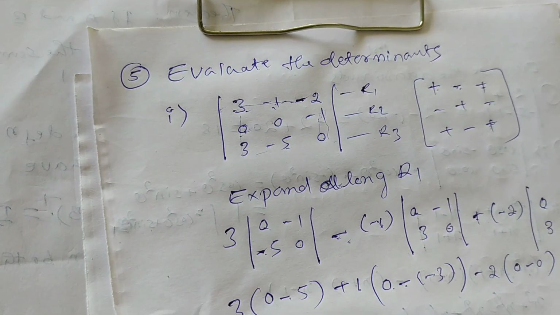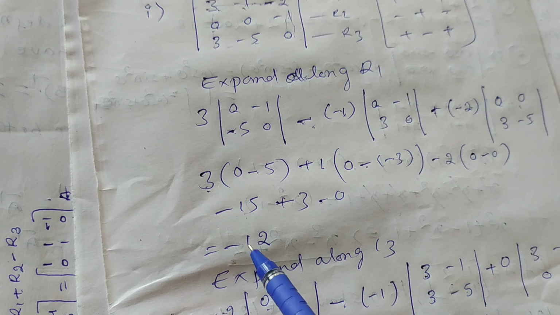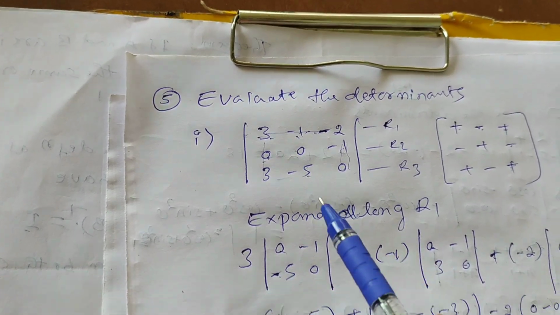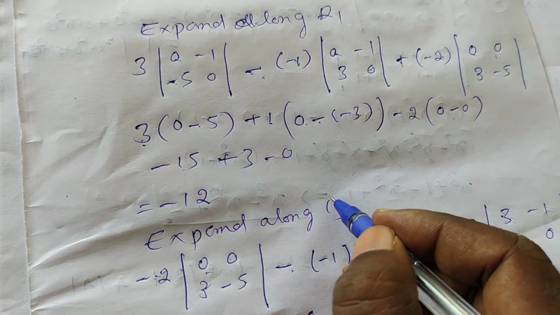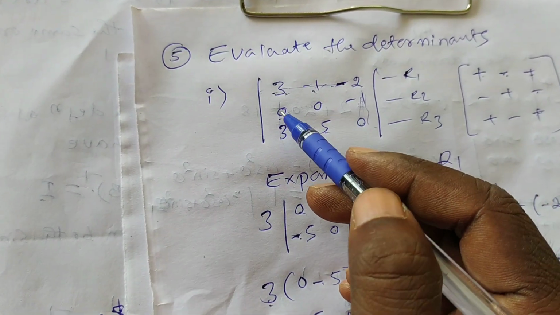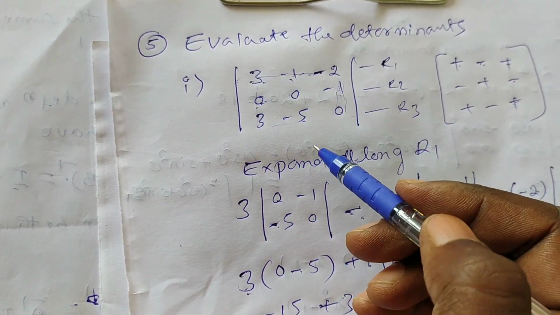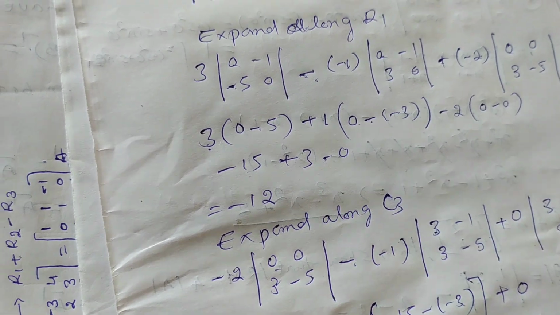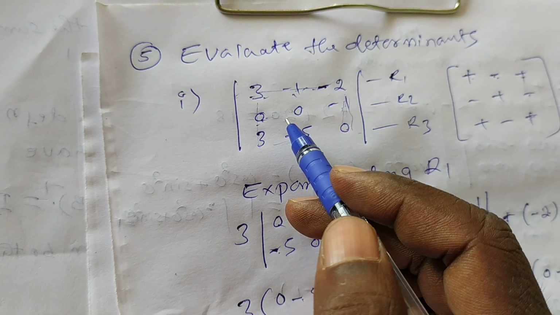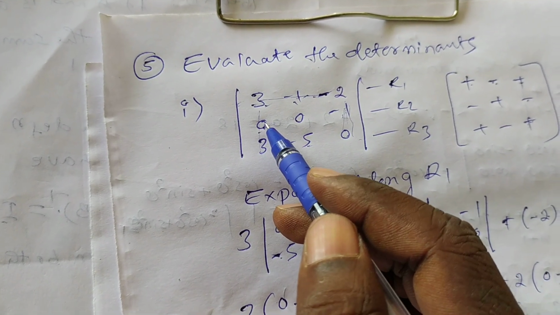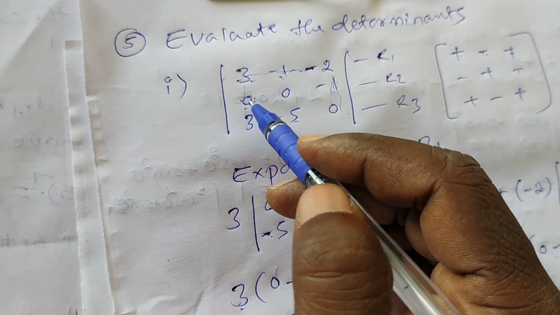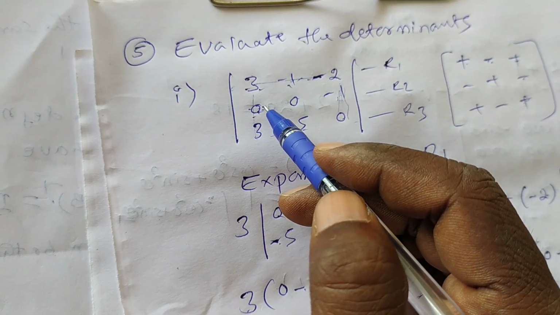So when you expanded along R1, the value is minus 12. When we expanded the same determinant along C3, you get the same result. Similarly, if we expand along R2, R3, or C1, C2, you get the same result. And one more important thing: for easier calculation, you should expand the given determinant along the row or column in which the maximum number of 0s exist.